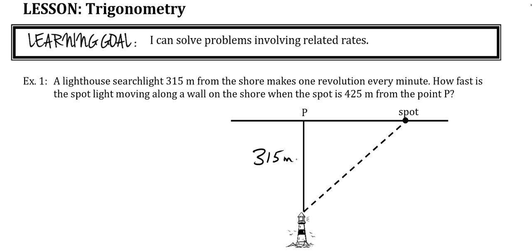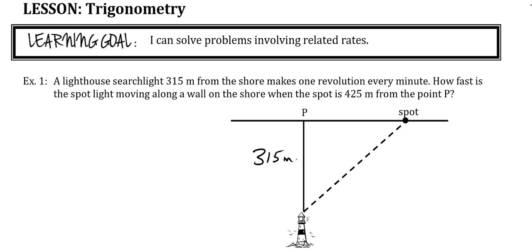Okay, and the lighthouse searchlight is making one revolution every minute. So this is a key to these problems: what's the rate at which it's spinning. This is what makes it trigonometry. I think I mentioned this yesterday.